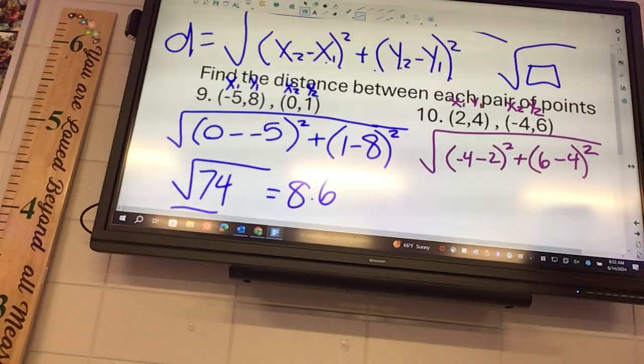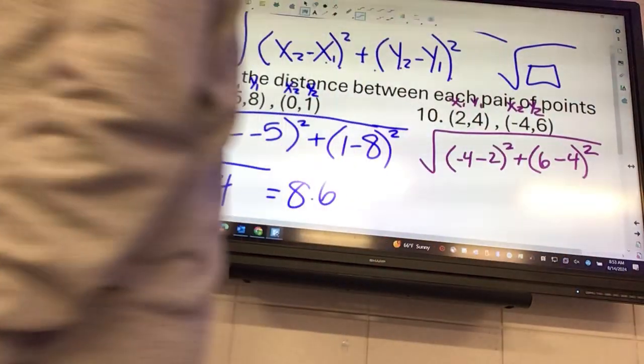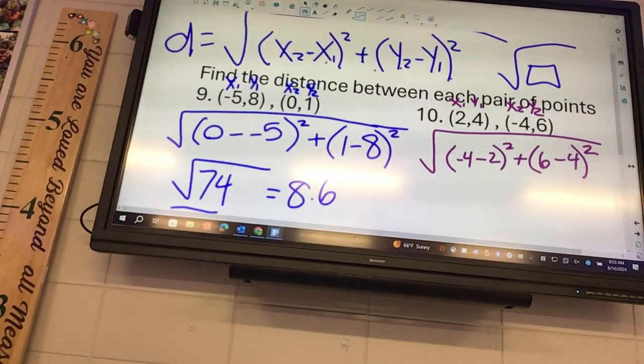On the calculators you can actually edit them or you can type it in from scratch. That's totally up to you. Some people like to edit it and just hit back and delete. Some people like to type it in from scratch. So get that typed in and see what you get.